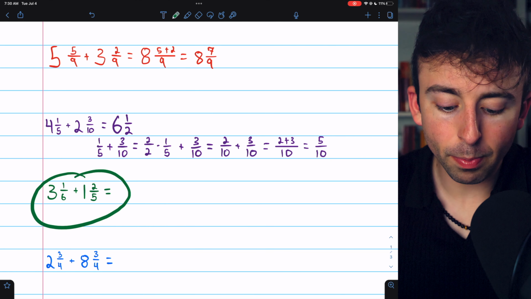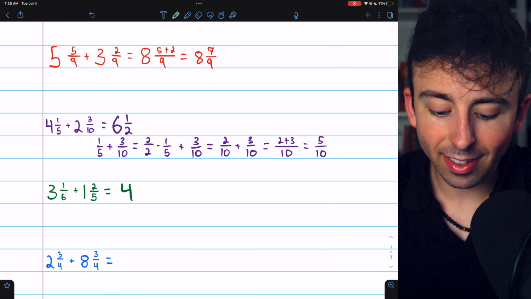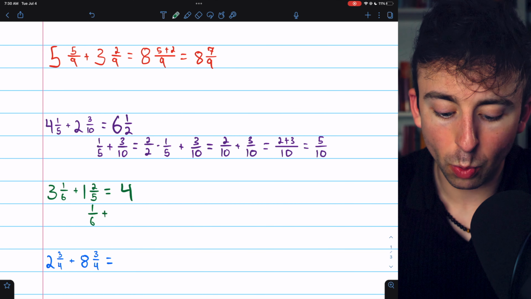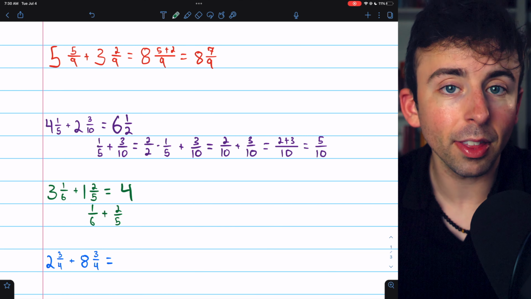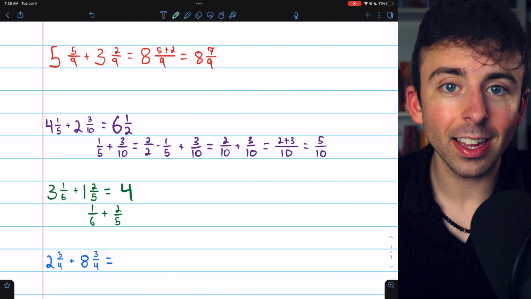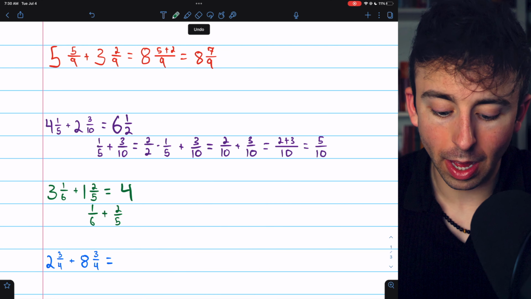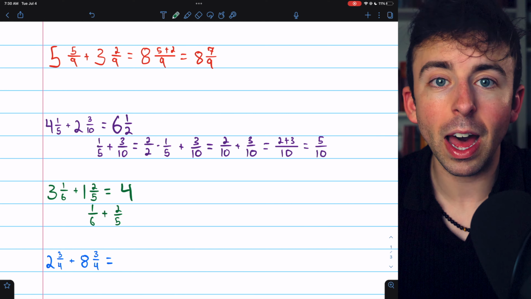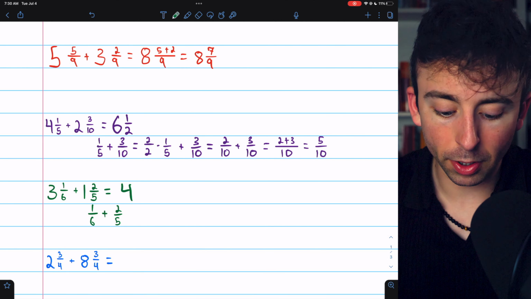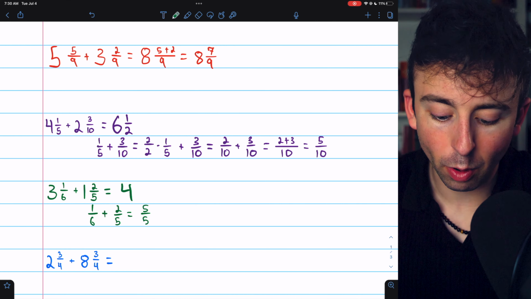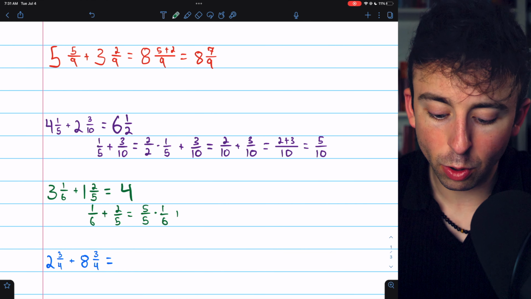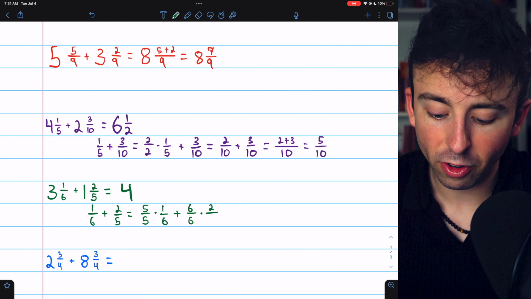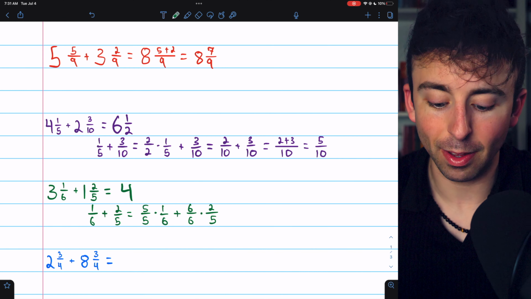Next, 3 and a sixth plus 1 and 2/5. Again, let's add 3 and 1, the whole parts, to get 4. Then we have to get common denominators between the 1/6 and the 2/5. In this case, it's not as easy as the previous example. We can't just multiply 5 by some nice number to get 6, and we can't just multiply 6 by some nice number to get 5, but it's still not too bad. If we multiply 1/6 by 5 over 5, and we multiply 2/5 by 6 over 6, then the denominators of both fractions will be 30, and we'll be able to add them together.